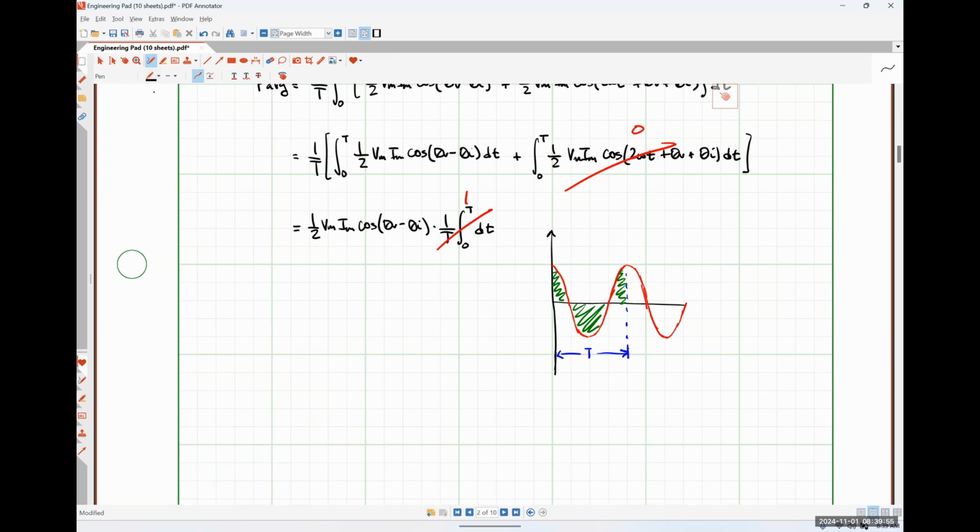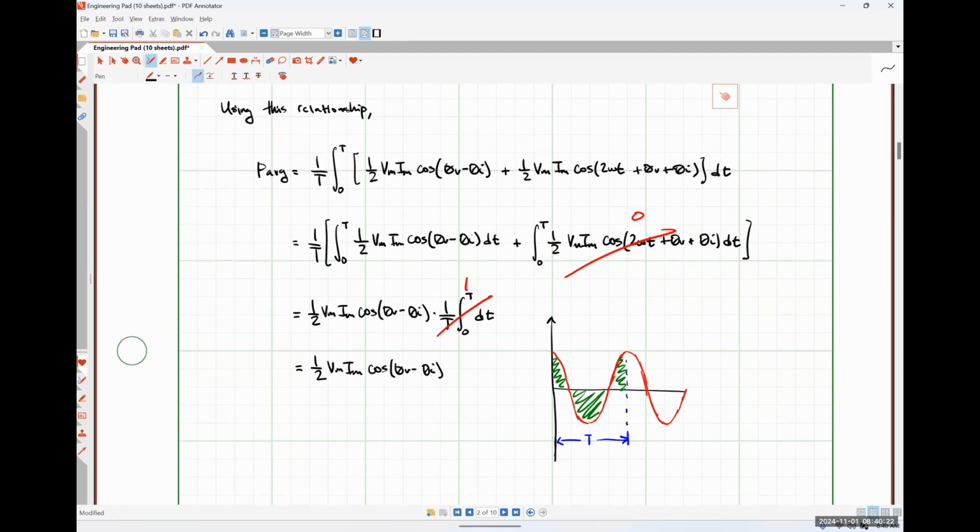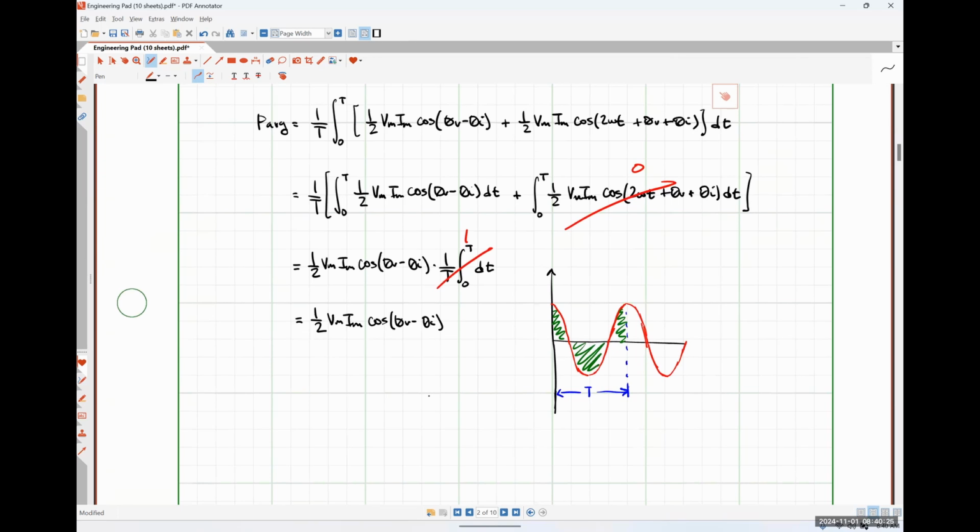And we can see that based on our mathematical definition of average value, we get 1/2 Vm Im cosine theta V minus theta I, which is exactly what we got when we just observed what was going on with our graph. So two different ways to look at average power, both giving us the exact same results. This methodology, taking the integral of our periodic function over one period and then dividing it by the length, will work for any periodic signal, not just sinusoids. Okay.